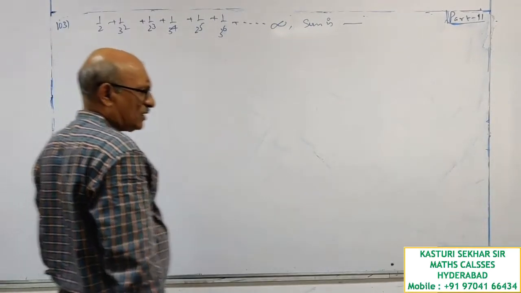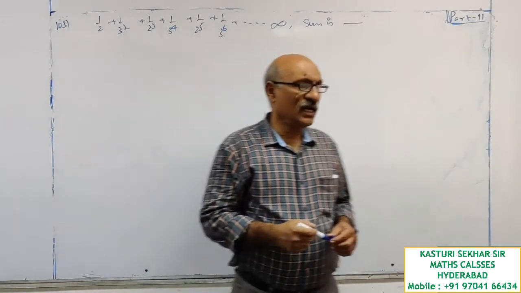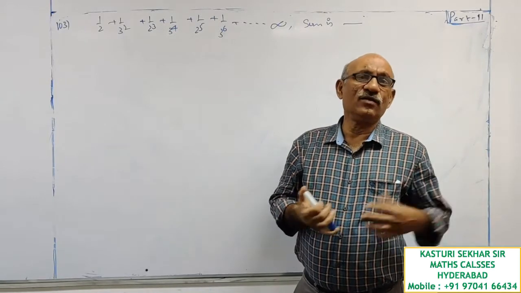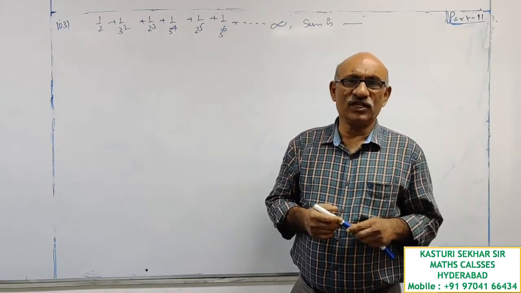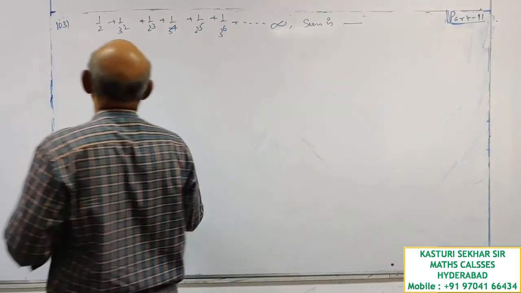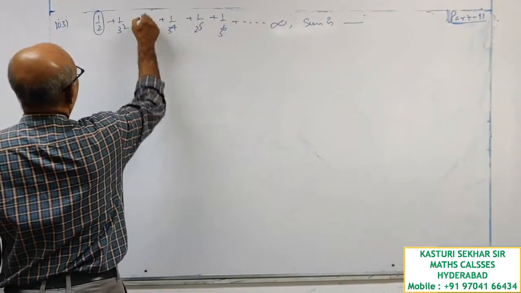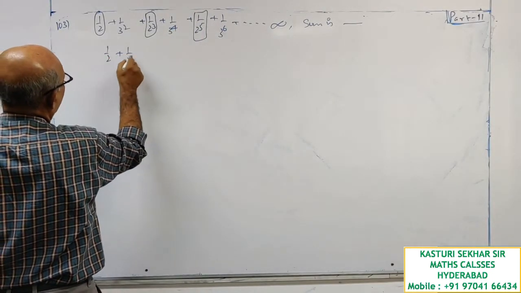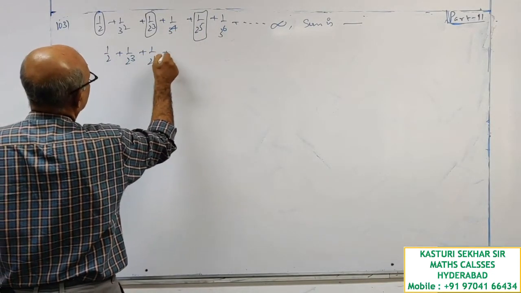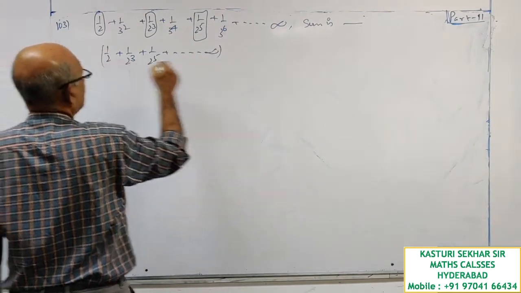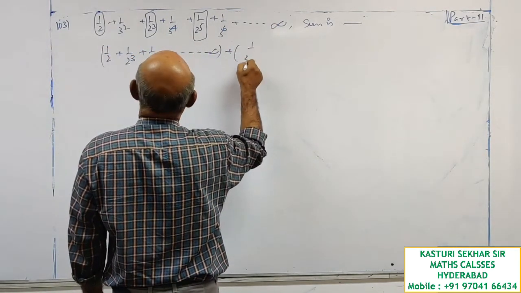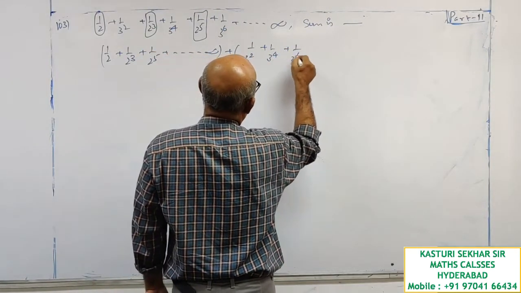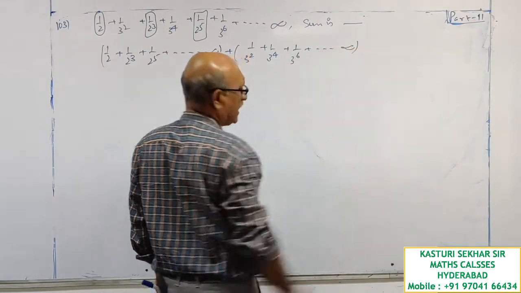Now look at the question, sir. If I consider the question as it is, neither is it in AP nor in GP, but we can convert this into a geometric progression series. How can I write this? Keep all the terms which are at odd places in one bracket, and all the terms which are at even places, etc., in another bracket.